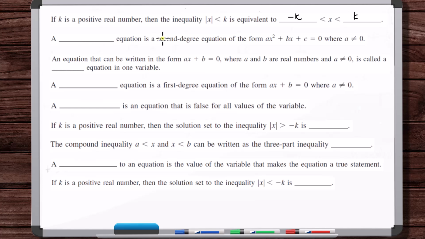A blank equation is a second degree equation of the form ax squared plus bx plus c is equal to 0, where a is not equal to 0. This is a quadratic equation.